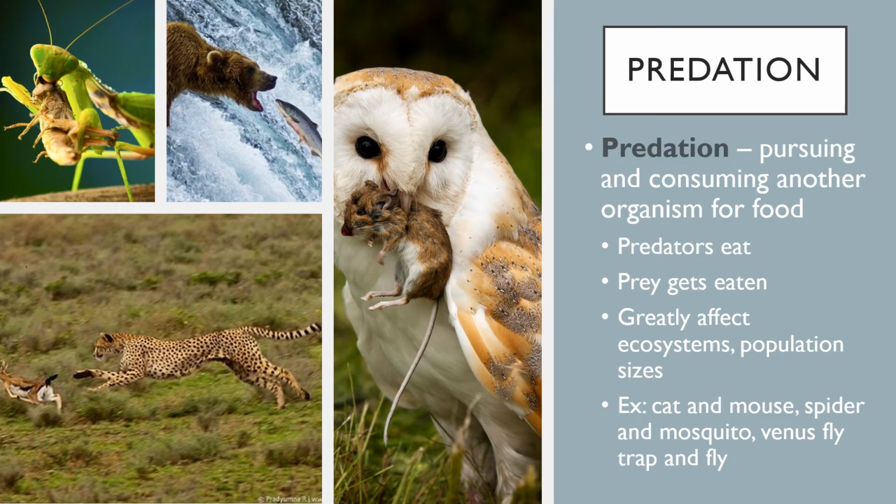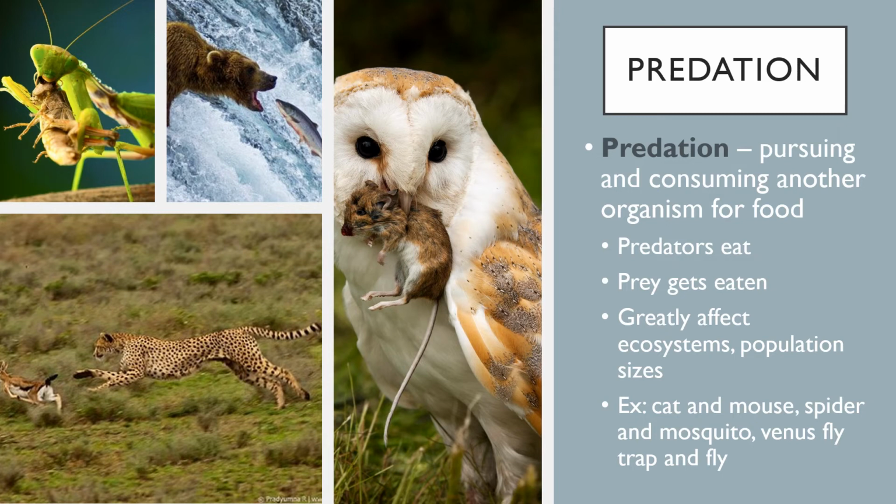The next type of interaction is called predation. Now, this is one you guys are probably very familiar with. It's pursuing and consuming another organism for food. You have the predators that do the eating and the prey that gets eaten. These are really going to affect population ecology, so at the population level of organization. How large is my population of prey before a new predator moves into town? What happens if my predator population becomes too big? These are all things that ecologists try to study.